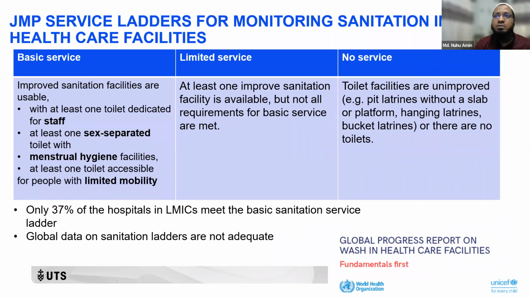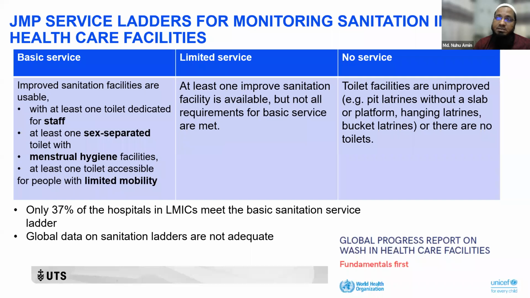So before I jump into wastewater management, let's understand the JMP service ladder for sanitation in healthcare facilities. They usually have 4 levels: improved, basic, limited, and no service. When they say improved sanitation facilities, it is usually contextual and there is a lack of information on that. The basic sanitation service they have defined as improved sanitation facilities that are usable, with at least 1 dedicated facility for hospital staff, sex-separated menstrual hygiene facilities, and also accessibility for disabled persons.